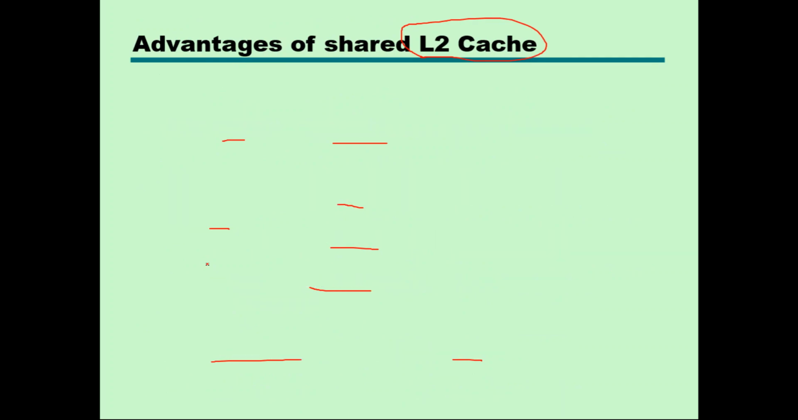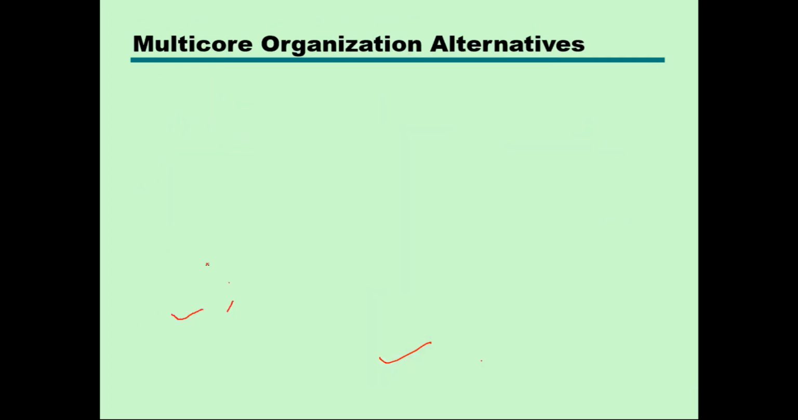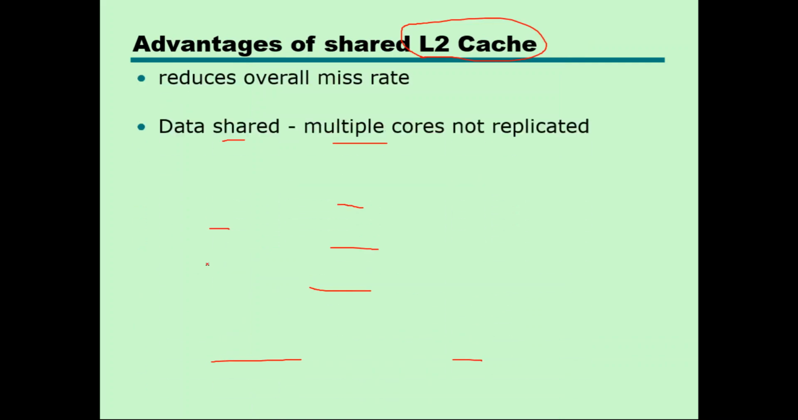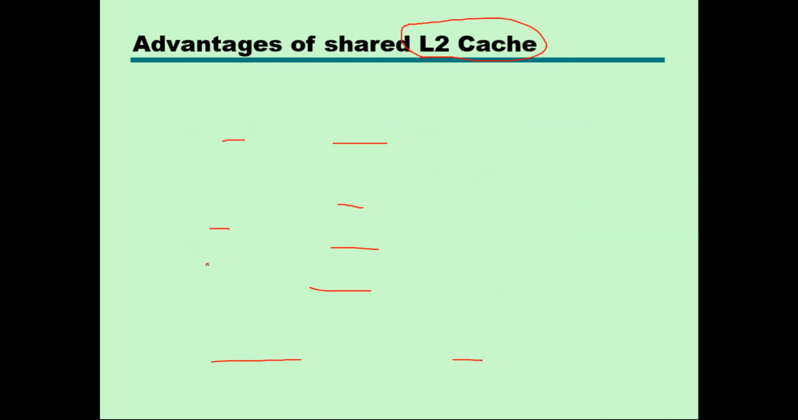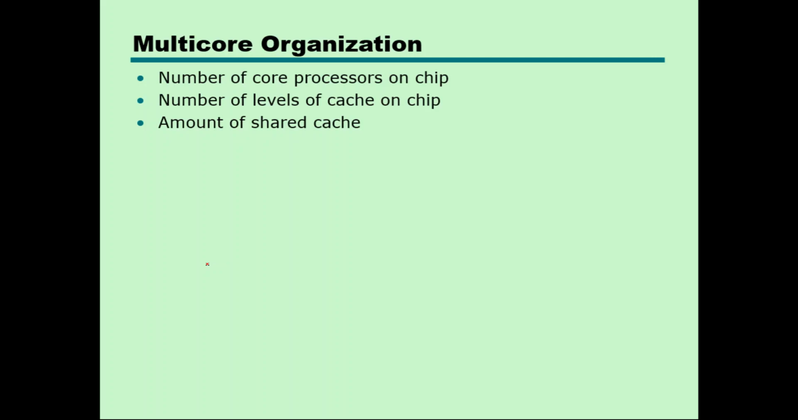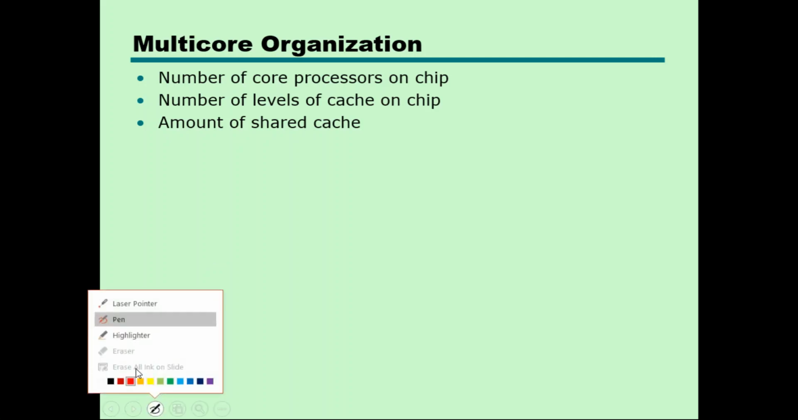So that's it about this particular topic. Here we have discussed two topics: one is software performance issues and the other one is multi-core organization. So with this, the topic gets over. Okay, so fine, we'll stop here.